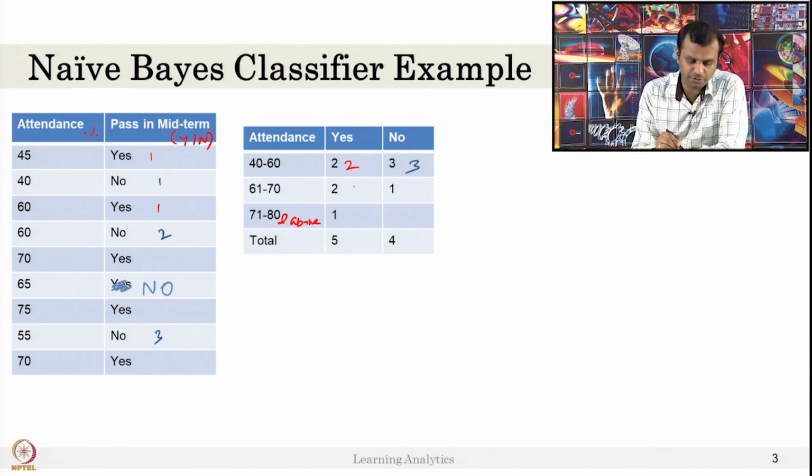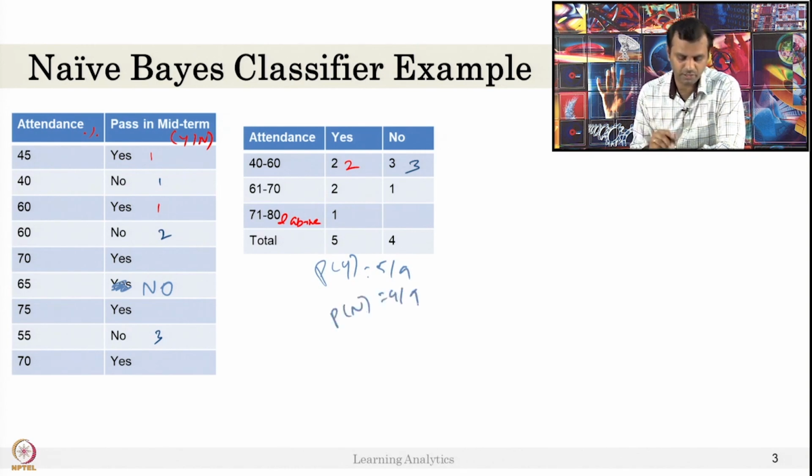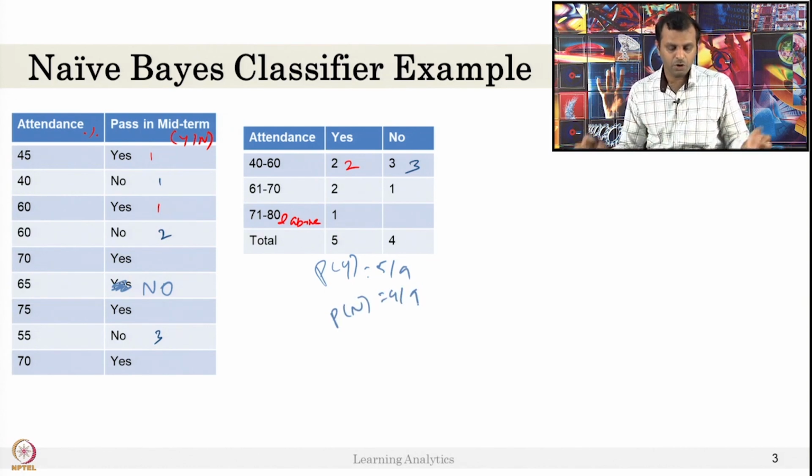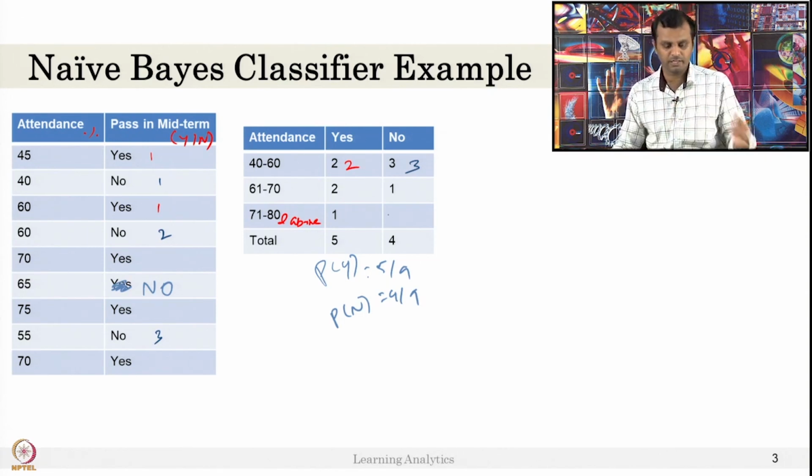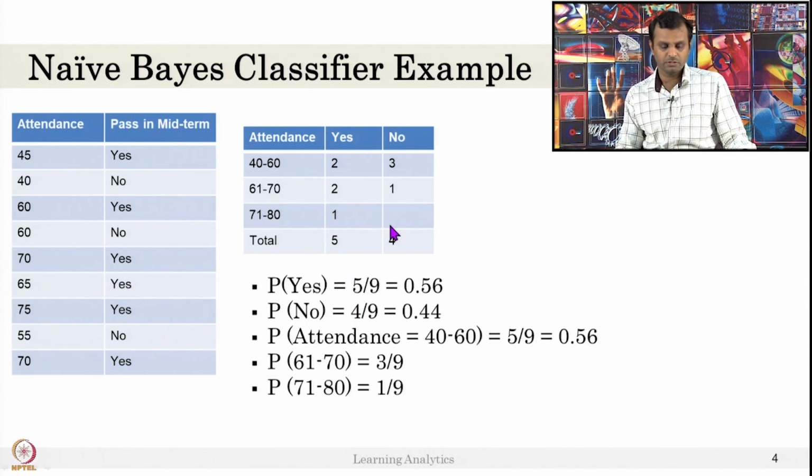If you count these numbers, total yes is 5, total no is 4, total numbers is 9. So, probability of yes is 5 by 9, probability of not passing is 4 by 9. That is a simple thing you can compute. Also, probability of 40 to 60 is 5 out of 9, then 3 out of 9 and 1 out of 9. So, this frequency table tells you the value of each bin and their corresponding yes and no counts.